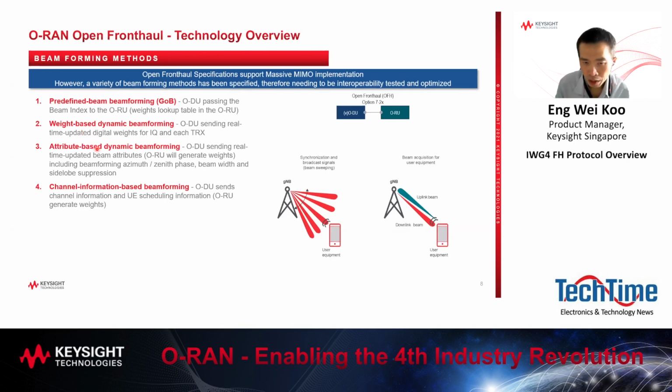You have attribute-based. This is where you start to look at the ODU sending the ORU the beamforming azimuth, right, zenith, phase, beam width. So everything that you need to be able to form the beam, but then the ORU basically will generate the weights. And then the fourth one is quite complex. Basically, you send the channel information and the UE scheduling information, and the ORU would generate the weights as well.